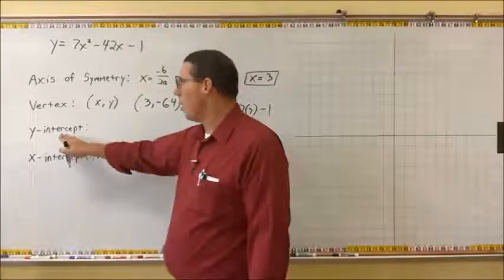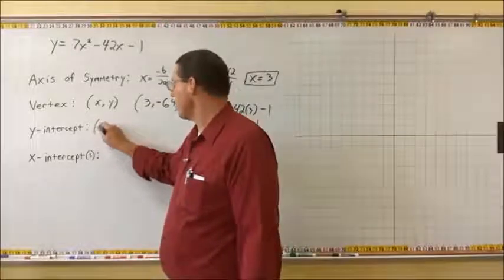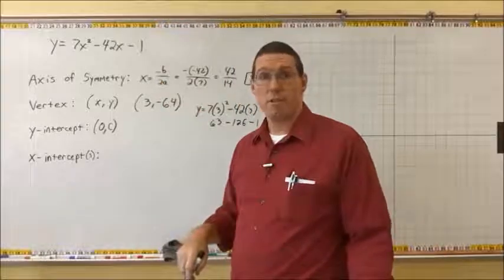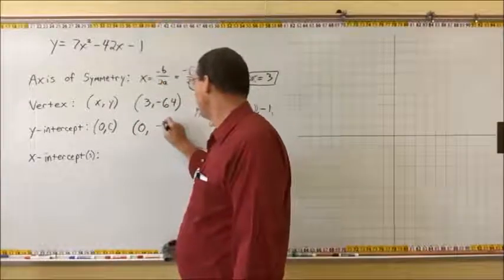Now let's identify the y-intercept. This is the easiest one, right? The y-intercept is at 0, c. And what is c up here? That's negative 1. So the y-intercept is at 0, negative 1.